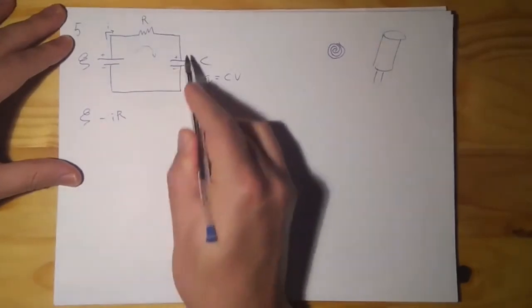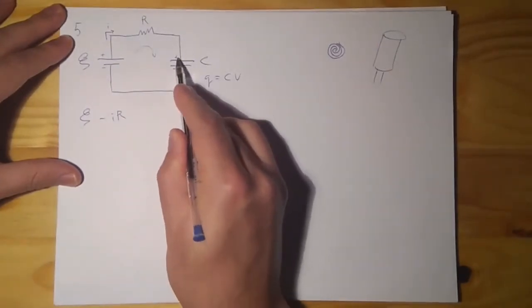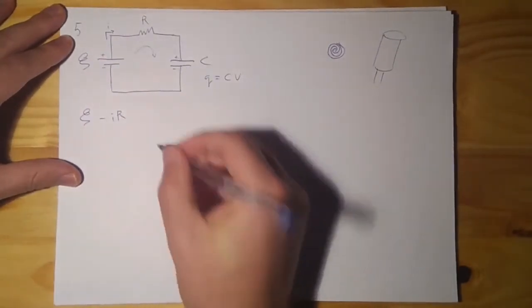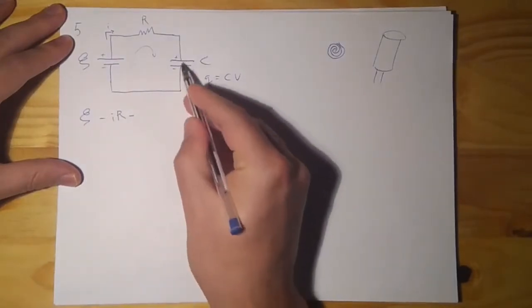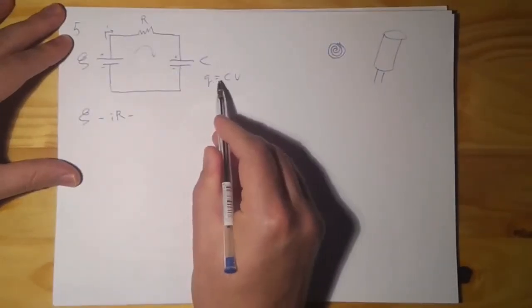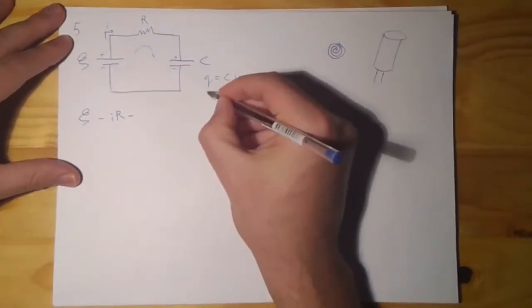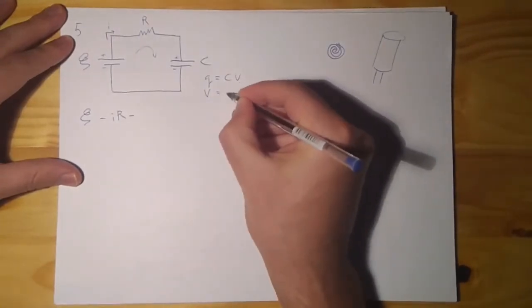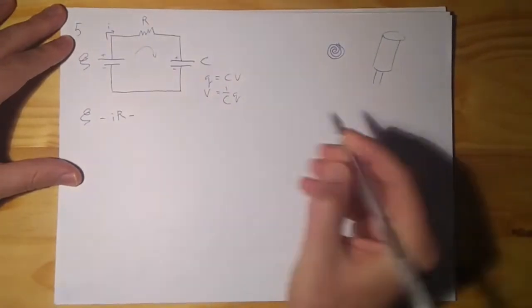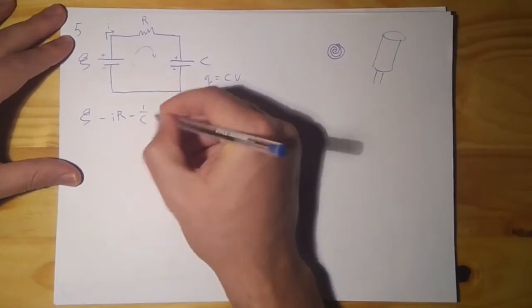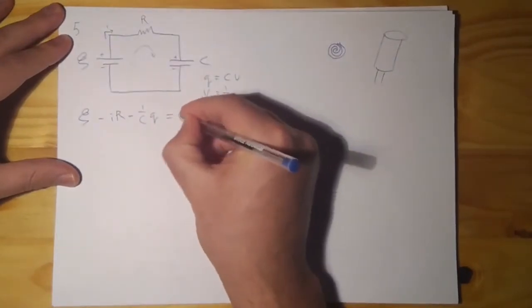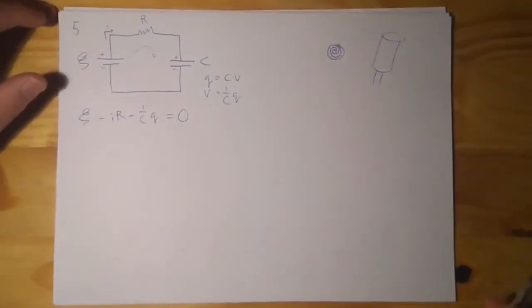And then I get here, and what do I have from positive to negative, higher to lower potential? It is going to also be negative, whatever this voltage difference is, and that is V. What is V? It is just 1 over C times Q, so minus 1 over C Q, and that is equal to 0.